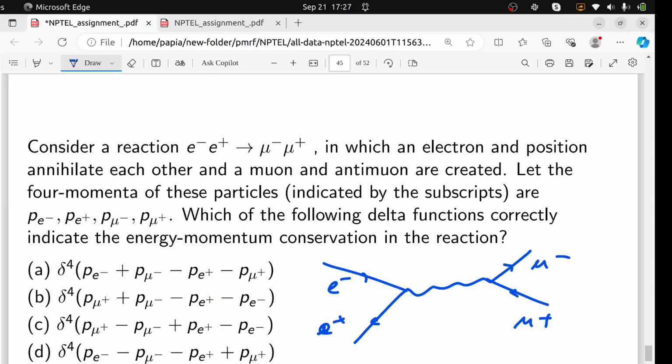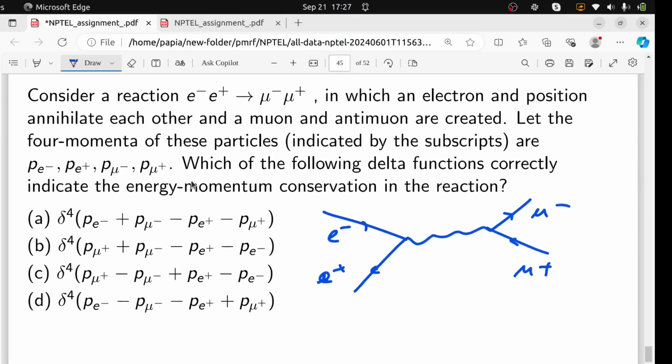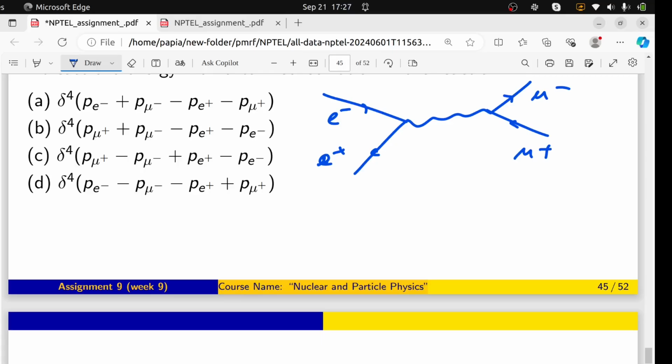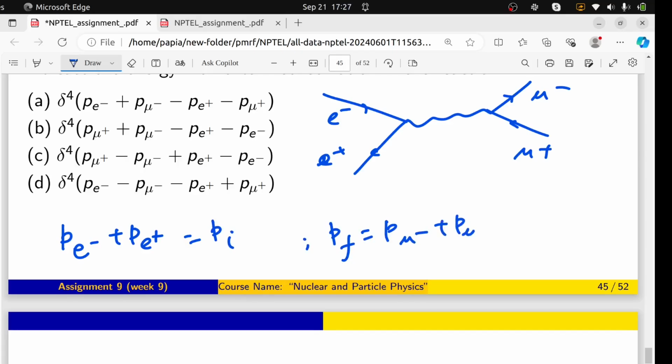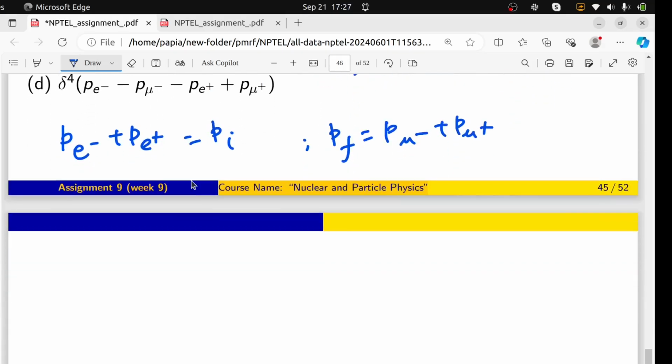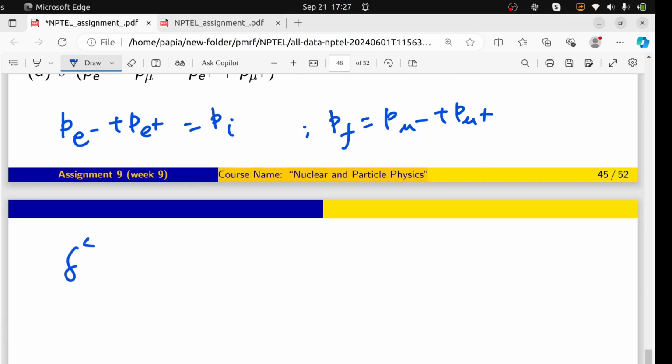For this case, we have to know that energy and momentum should be conserved in any nuclear reaction. What does momentum conservation mean? It means the initial momentum was Pe minus plus Pe plus, and the final momentum is Pf, which is P mu minus plus P mu plus. These two should be equal. So for the momentum conservation rule, we can have delta 4 of Pi minus Pf.